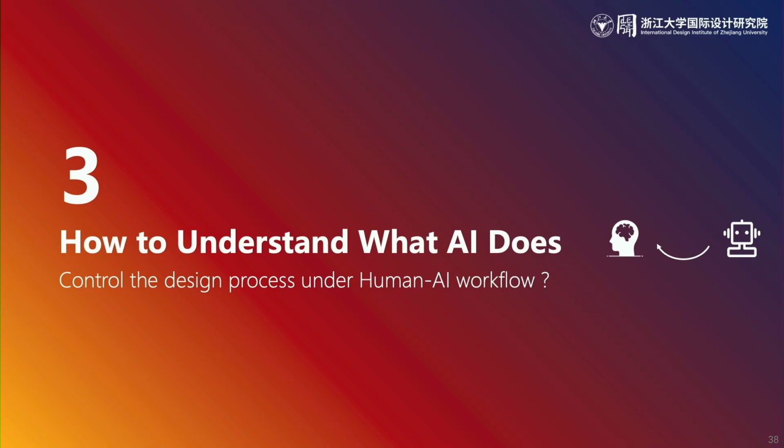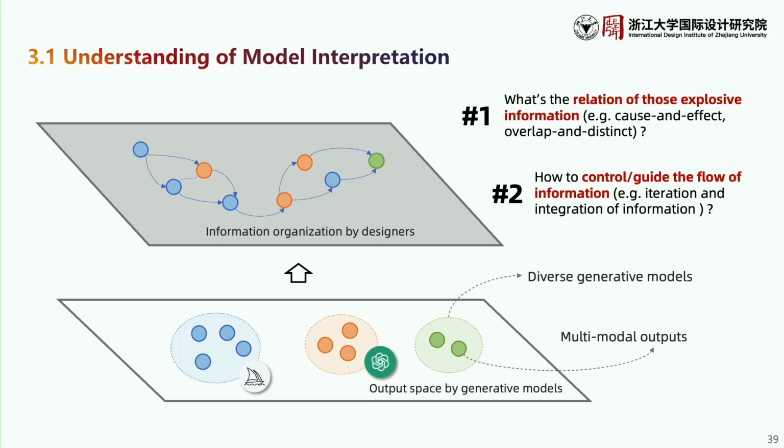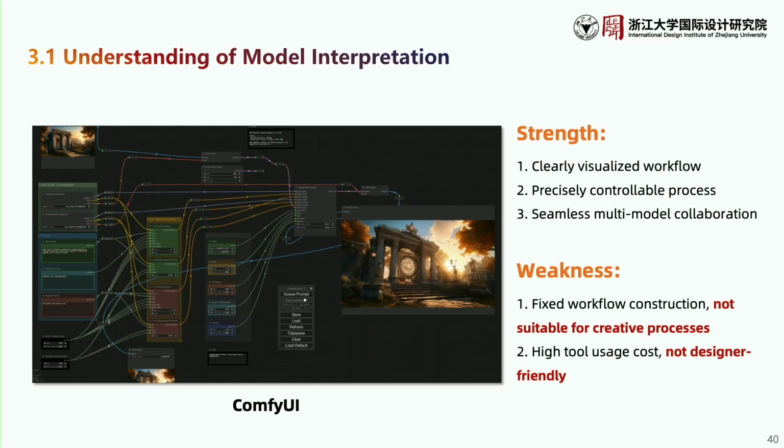The third part is how to understand what AI does. This is how a machine delivers information to the human. When we design, we always use a lot of tools like Midjourney, like ChatGPT, but this information is explosive. We don't know the relationship of this explosive information, and we don't know how to control the flow of the information. So we find a very useful tool, ComfyUI.